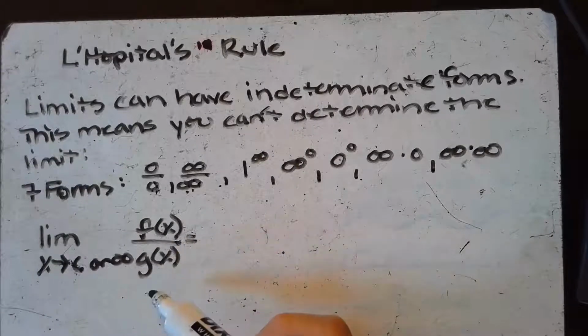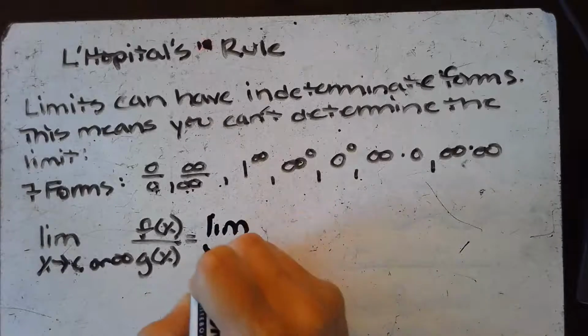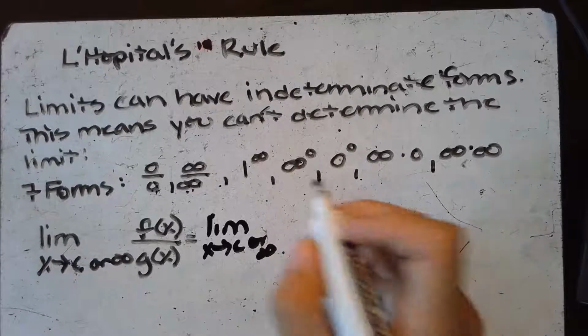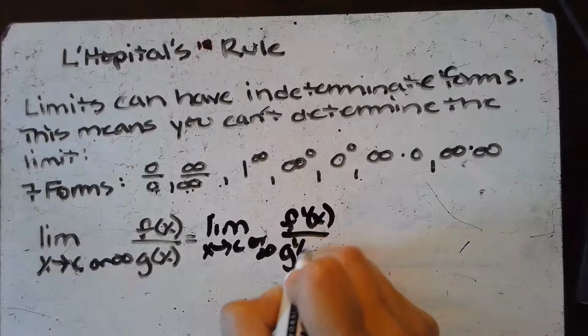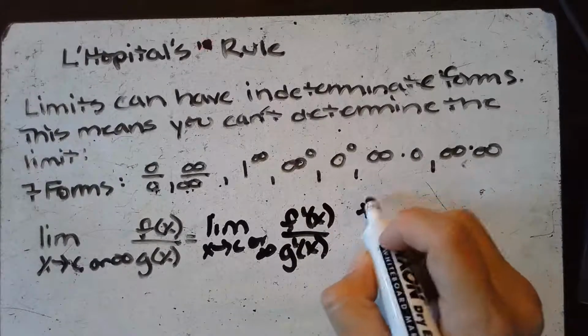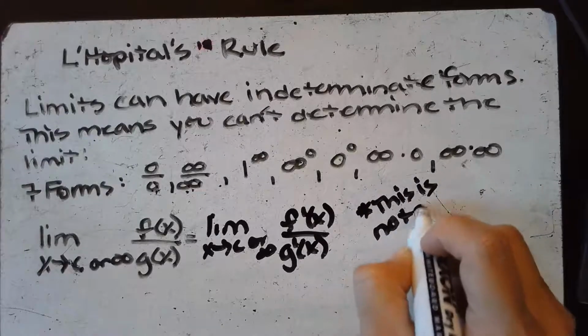It says this: if we have a limit as x goes to c or infinity of f of x over g of x, it's going to equal the limit as x goes to c or infinity, whatever it's going to, of the derivative of the top over the derivative of the bottom. And I want you to make a note: this is not quotient rule.